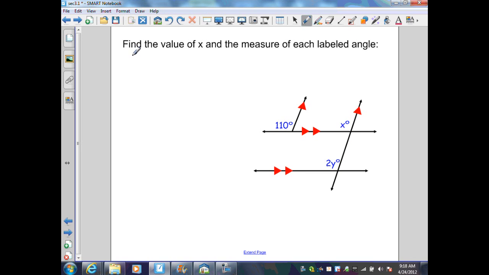In this diagram, they want me to find the value of x and the measure of each labeled angle. Here, I have a set of parallel lines being intersected by a transversal. When two parallel lines are cut by a transversal, then corresponding angles are congruent. So this is 110 degrees. I know that these two lines are parallel and being cut by a transversal. When two parallel lines are cut by a transversal, then corresponding angles are congruent. So 2y equals 110 degrees, or y is equal to 55 degrees. And the measure of this entire angle is congruent to this entire angle, which was 110 degrees.